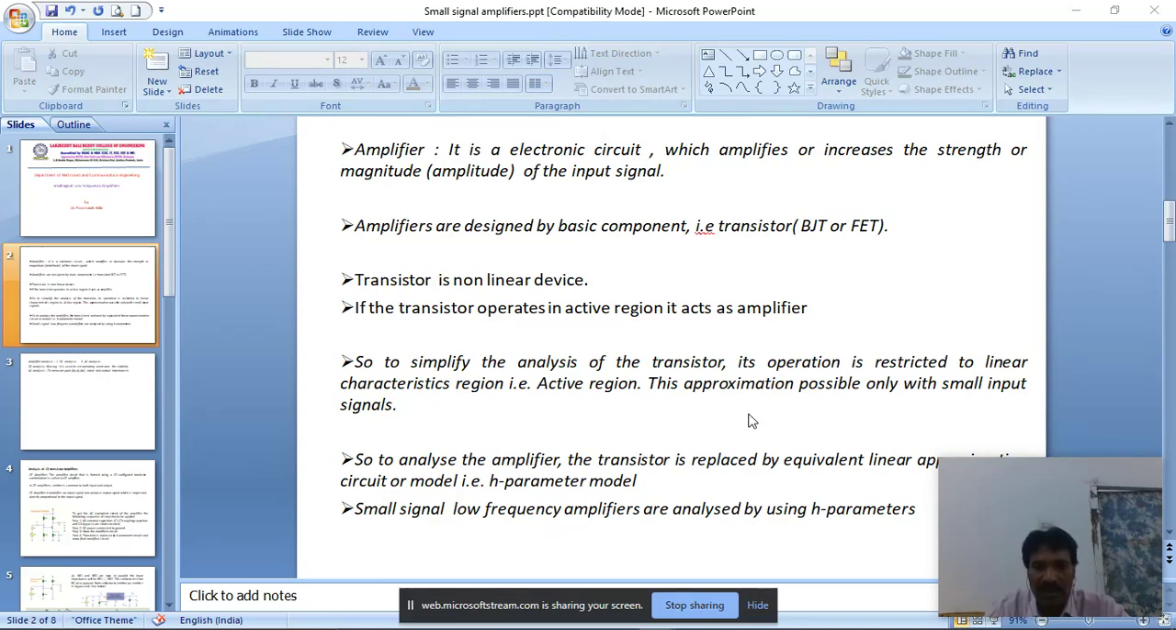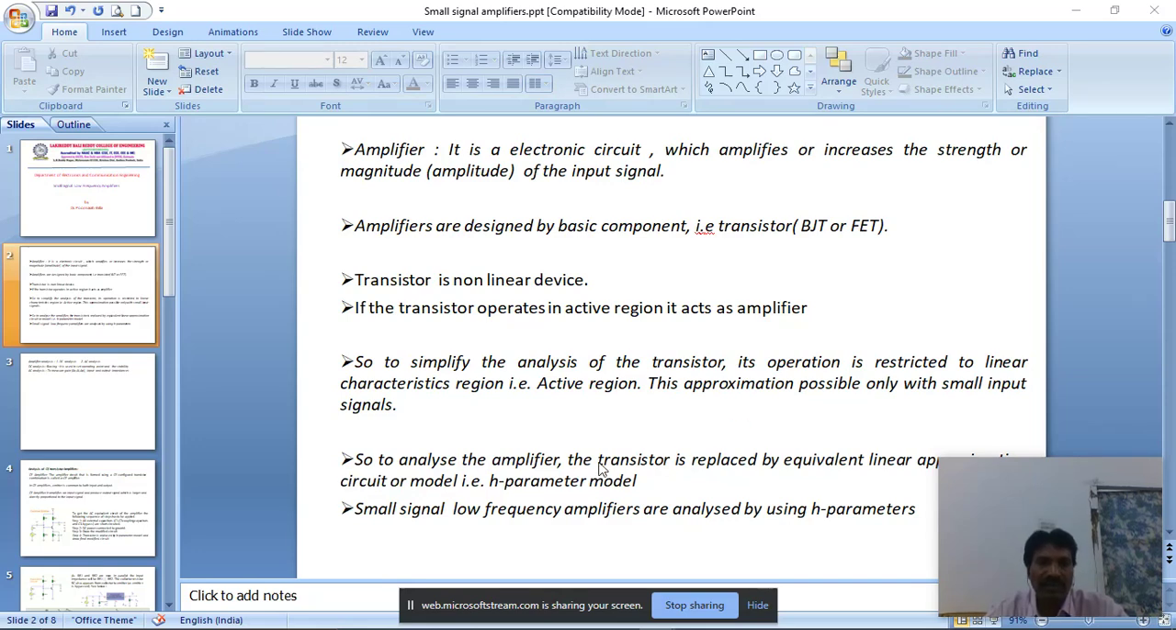The transistor is a nonlinear device. The circuit which is designed with a nonlinear device is called a nonlinear circuit. The analysis of a nonlinear circuit is very difficult. So to simplify the analysis of the transistor, its operation is restricted to the linear characteristics region, that is the active region. In the active region, the transistor exhibits linear characteristics. This approximation is possible only if the applied signal is a small input signal.